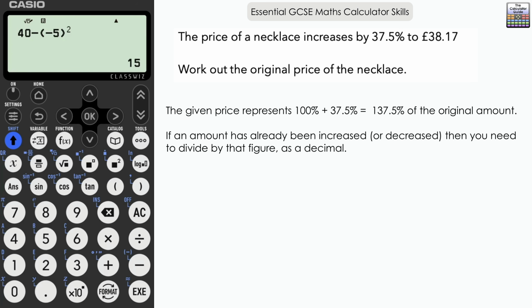We've already got that increase. What we want to do is a divide rather than a multiply. So 38.17, I'm going to use the fraction button this time to place the divisor on the bottom, and it's 137.5%. What's that as a decimal?